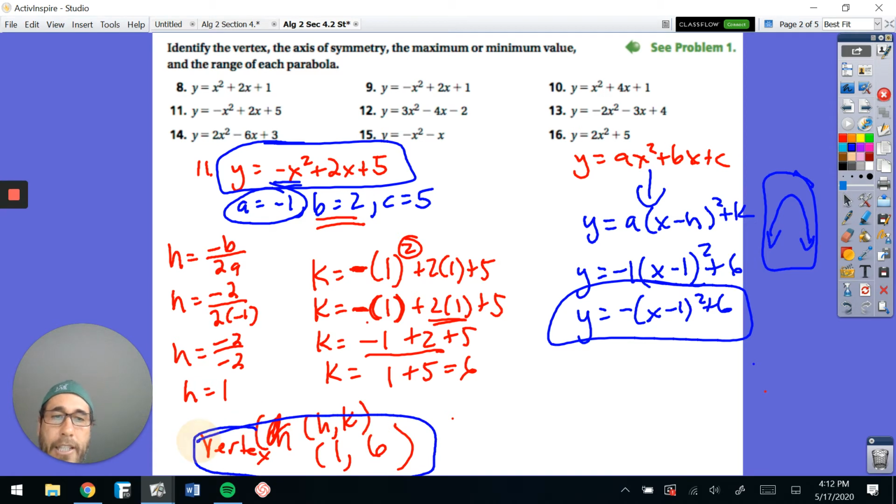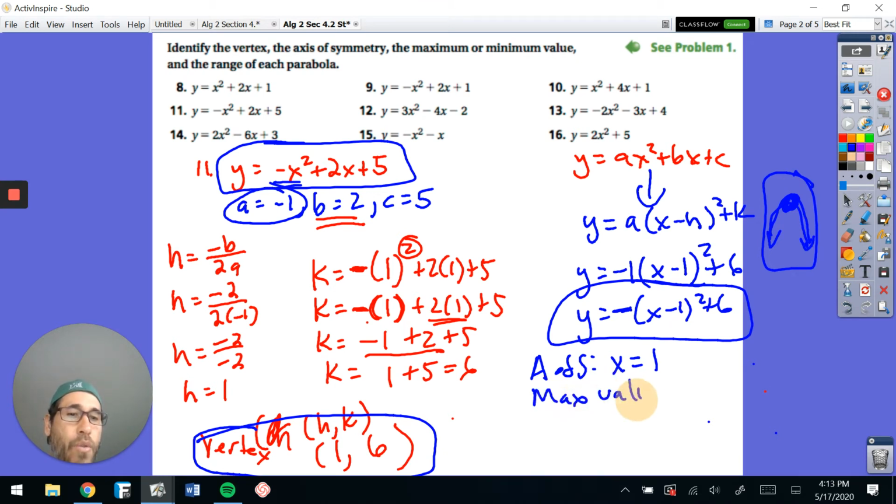We've got vertex. Do we know what our axis of symmetry is? We for sure do. It is just the X value. Is there a max or min? Well, it's going down. Why? Because of the negative, there's a reflection. So that's going to be a max. So then we have a max value of y equals 6.